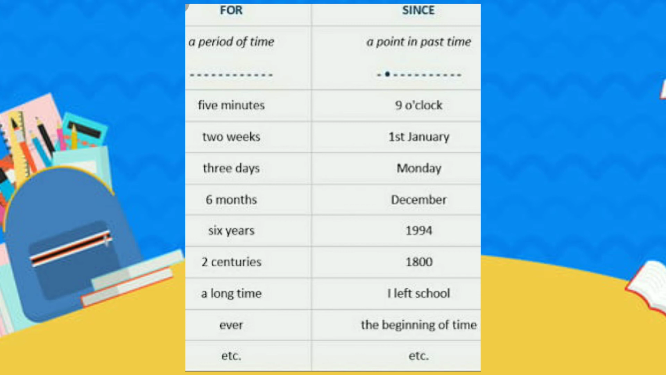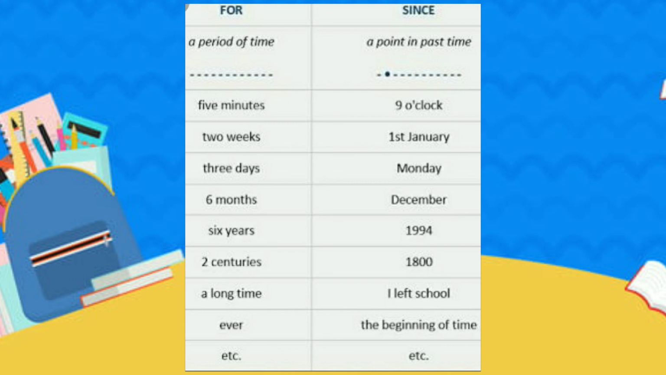Since. We use since when we talk about a point in past time. For example, since 9 o'clock, since 1st January, since Monday, since December, since 1994, since 1800, since I left school, since the beginning of time, etc.